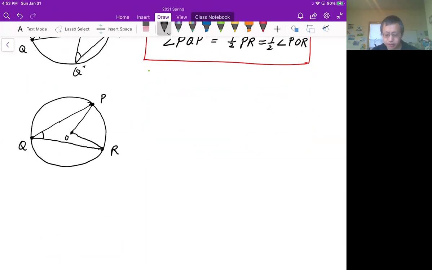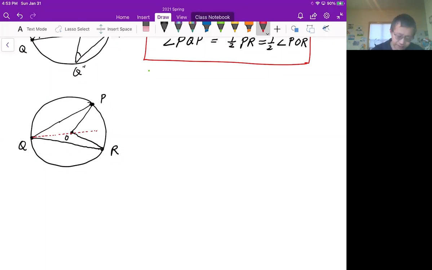Okay, so let's see how to prove this. I'm going to go in this way. I'm going to connect OQ, and make a little bit of extension here. So here I want to do the following.